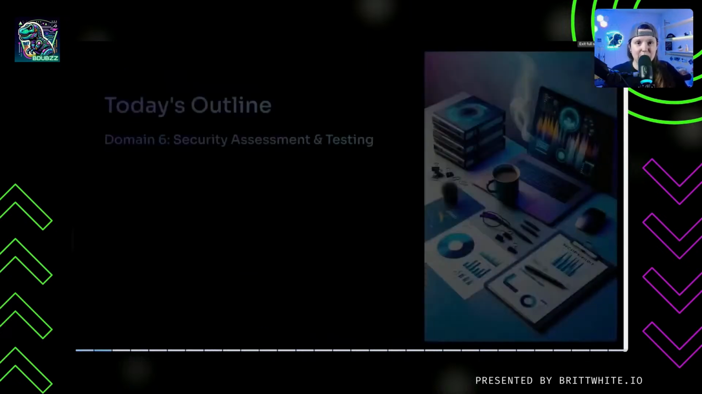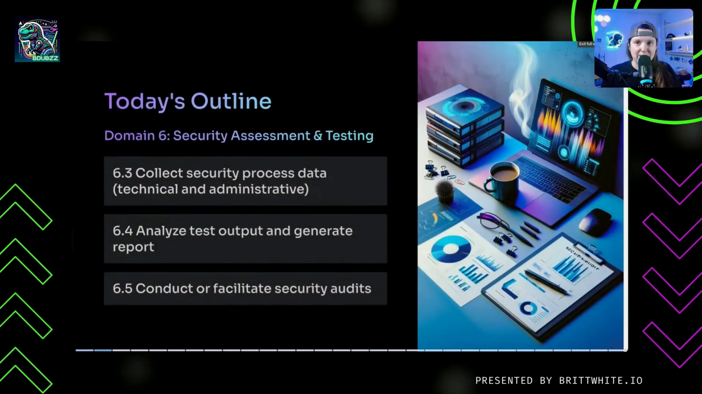Today we're tackling 3 objectives. 6.3, collecting security process data. 6.4, analyzing test output and generating reports. And 6.5, conducting security audits. These objectives focus on how organizations collect, analyze, and audit security data to maintain safety and compliance.